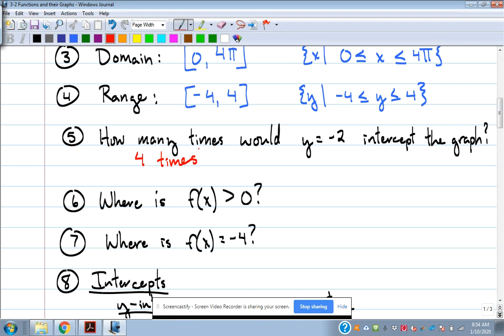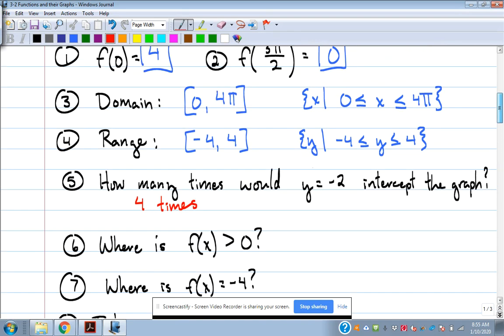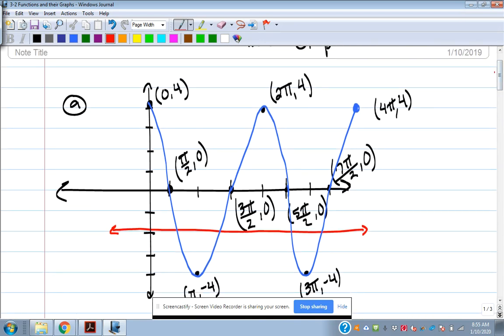All right, here we get into a little bit more thinking. Number 6, where is f of x greater than 0? So what is that asking? Where are the x or y values? I heard both. What does f of x mean? That means y. Where is y greater than 0? So when we look at that graph, where are the y values greater than 0? When they're above what? Above the x-axis. So there are several places that's happening.